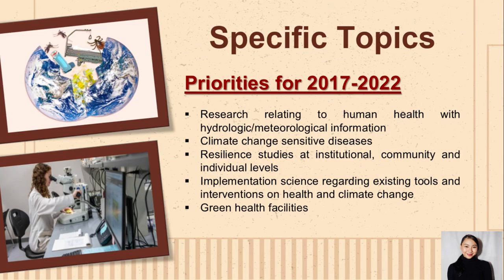The specific topics they have prioritized from 2007 up until now, the year 2022, cover cross-cutting research on climate change adaptation, which has direct implications on public health, and these are the following. So first one is research relating to human health with hydrologic or meteorological information.